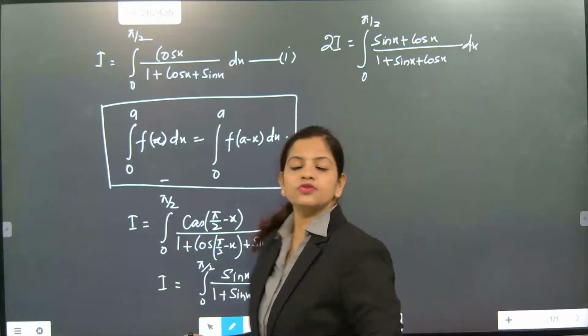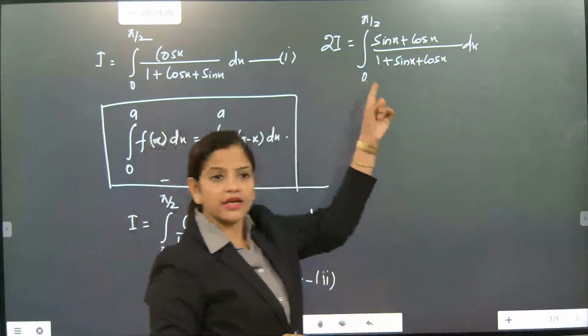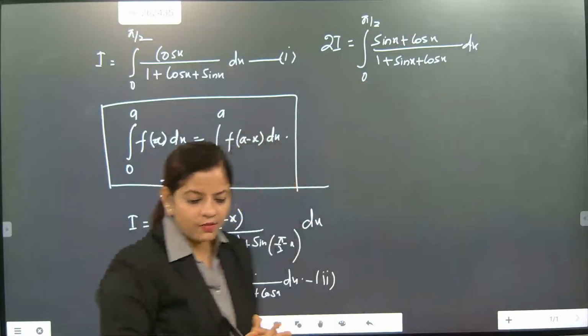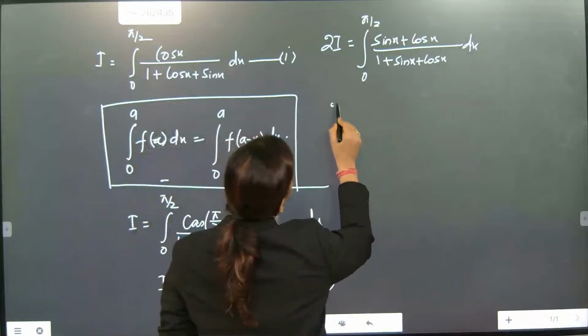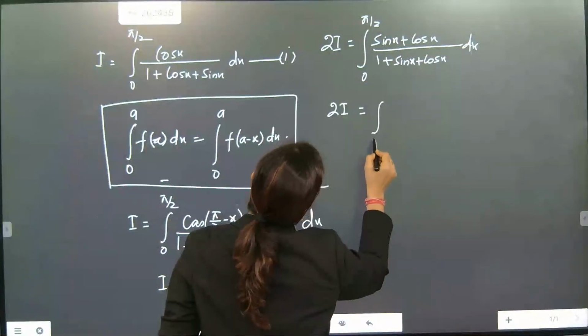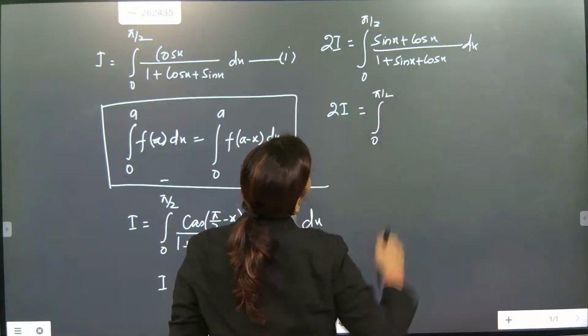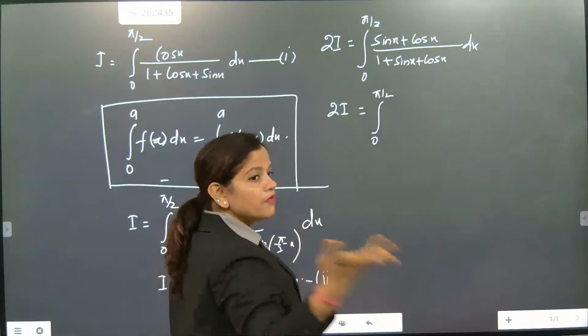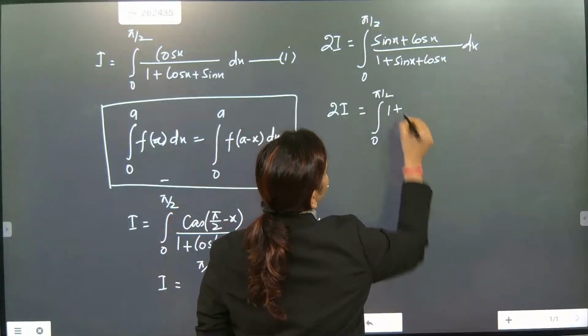Still, to cancel, one is missing. Can you check? One is not there. So since one is not there, what are we going to do? If one is missing, we can't solve it directly. We will only convert it. We will add it to y.